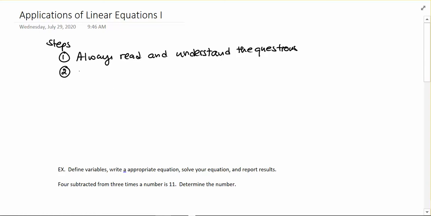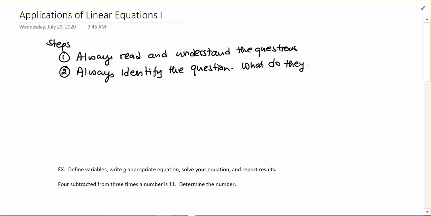So always identify the question, meaning what do they want you to find? Now, it seems obvious, but if you don't know what you're looking for, there is no way to find it. So you can't solve it if you're not really clear about what you're supposed to find.